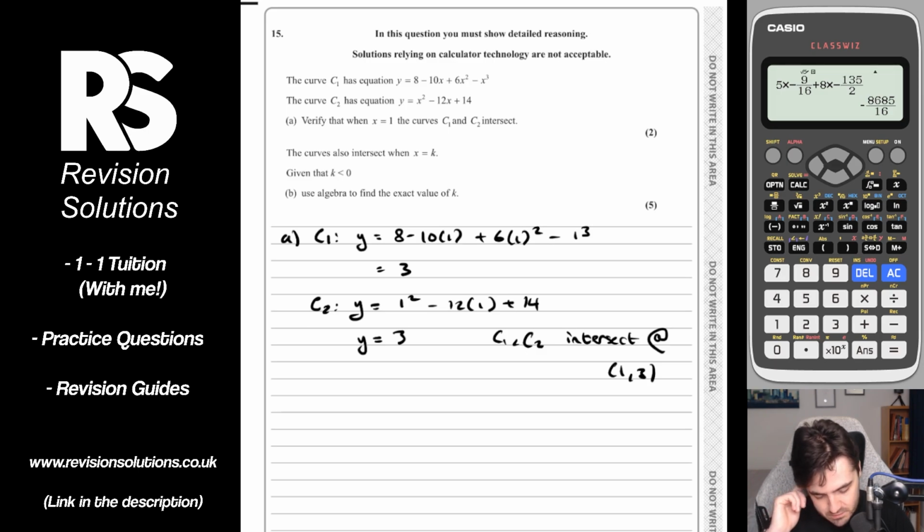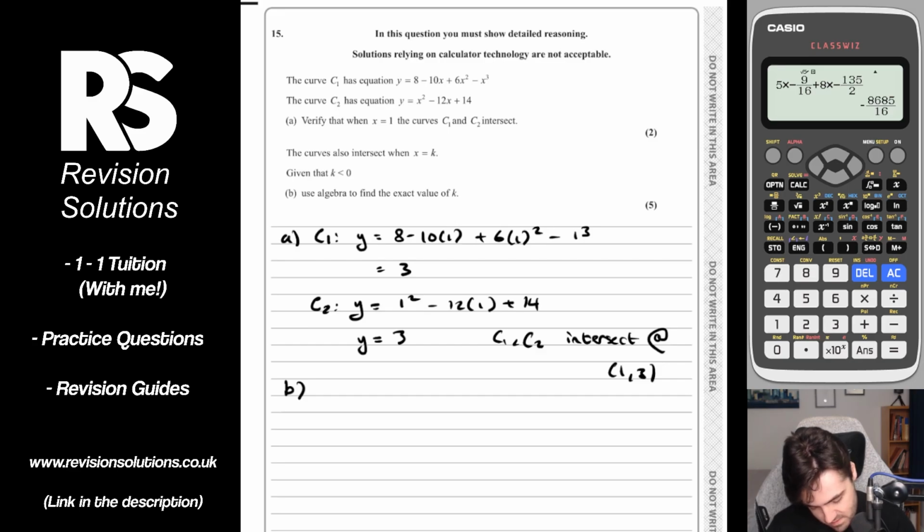Then it says the curves also intersect when x equals k. Given that k is less than 0, use algebra to find the exact value of k. Well, this information about k is about where they intersect, and we find intersection points by solving simultaneous equations. So let's start there. So just using substitution, if I substitute out the y's in the equations for curve 1 and curve 2, we'd get this line.